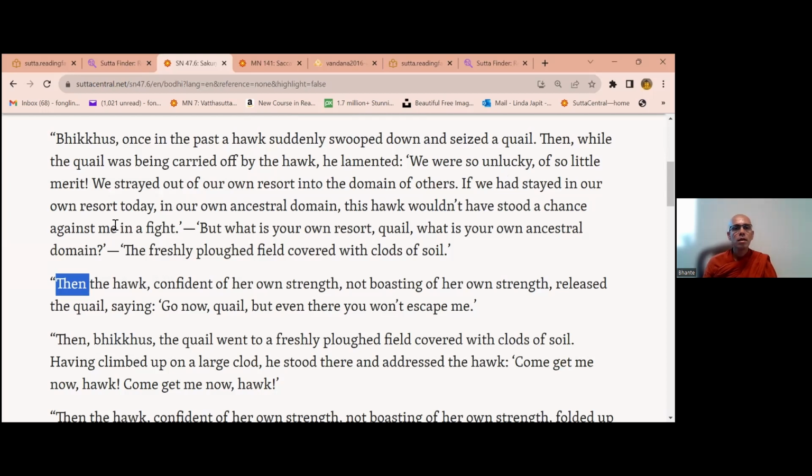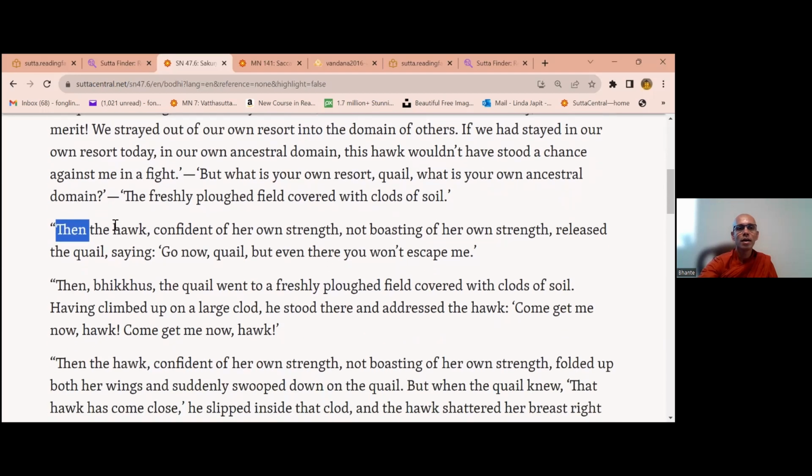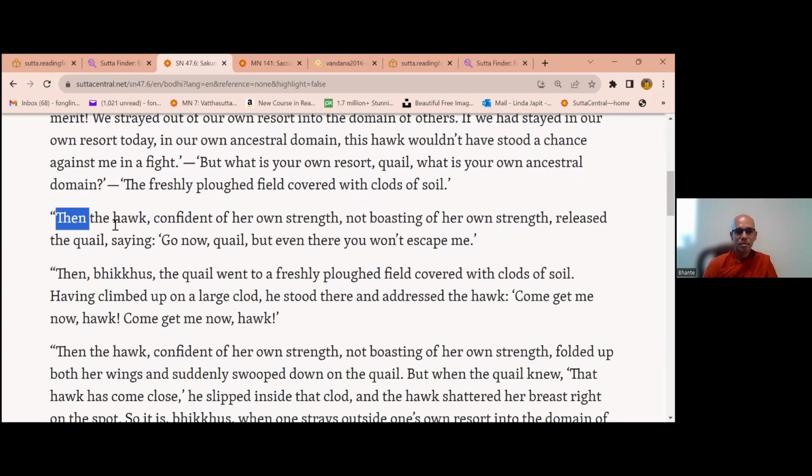Then the hawk, confident of her own strength, not boasting of her own strength, released the quail, saying, "Go now, quail, but even there you won't escape me." Then, bhikkhus, the quail went to a freshly plowed field covered with clods of soil. Having climbed up on a large clod, he stood there and addressed the hawk. "Come get me now, hawk. Come get me now, hawk."